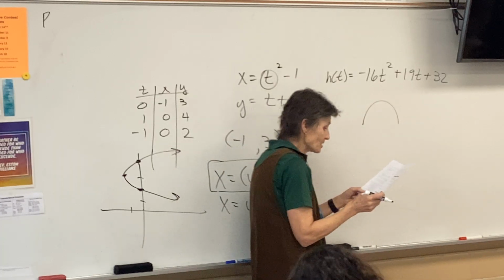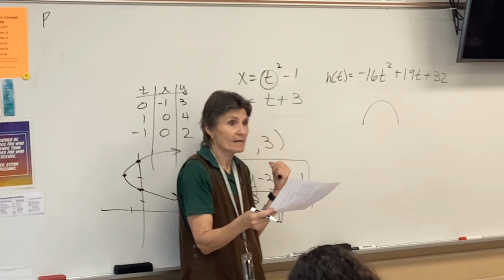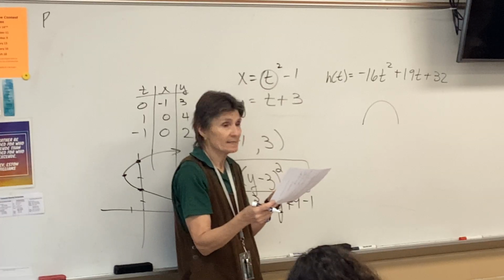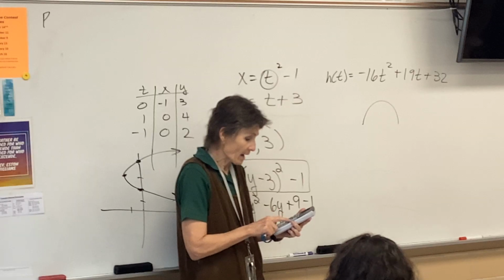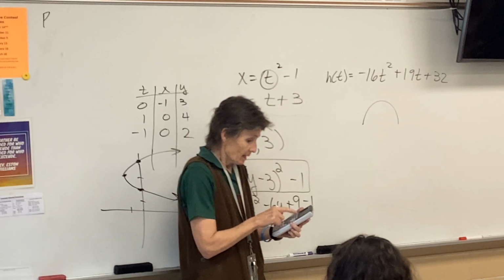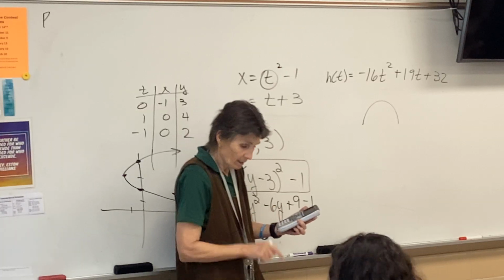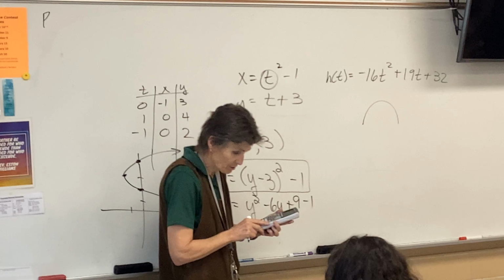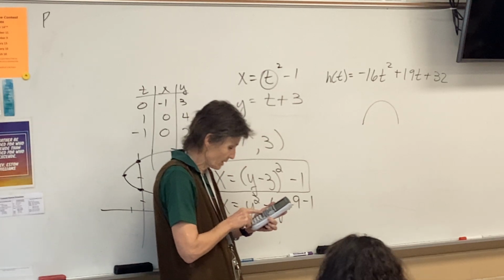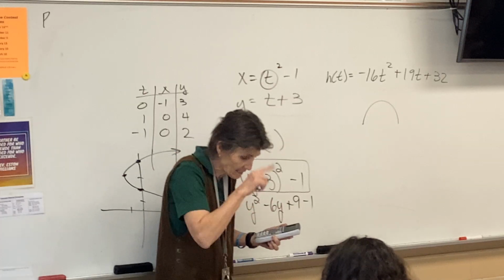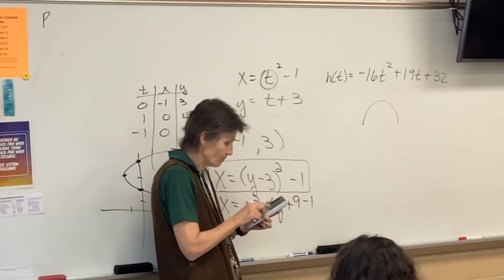So the last one, yeah, I need the vertex. The last one I did by hand. These numbers aren't as nice, so I'm going to do this one on my calculator. I'm going to graph this equation. I'll go back to a standard window. What's going to happen? I can't use the window I just used because that was wild. So negative 16 t squared, t is like x, plus 19x plus 32.